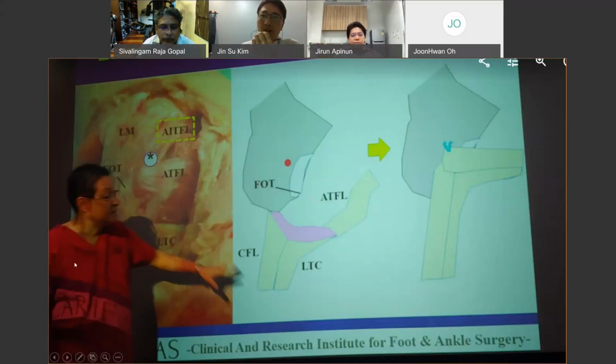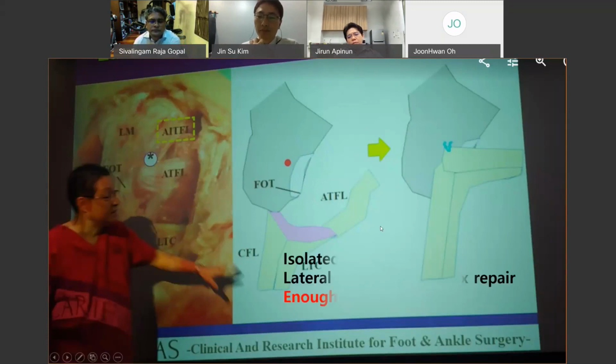Takao is a very famous ATFL specialist in arthroscopic surgery. He reported that the ATFL-CFL complex tear may be reconstructed with an arthroscopically fixed ATFL-CFL complex. We call this the lateral ligament complex repair. Is it enough? I don't think so.